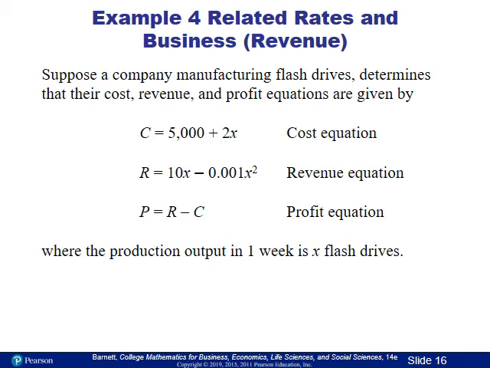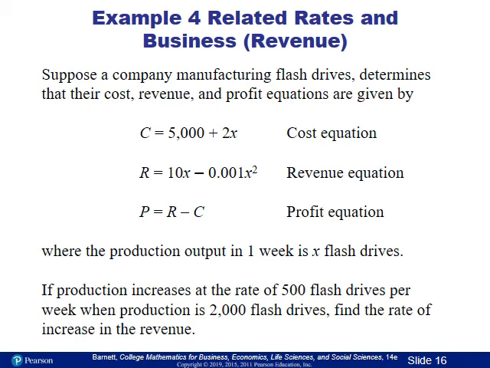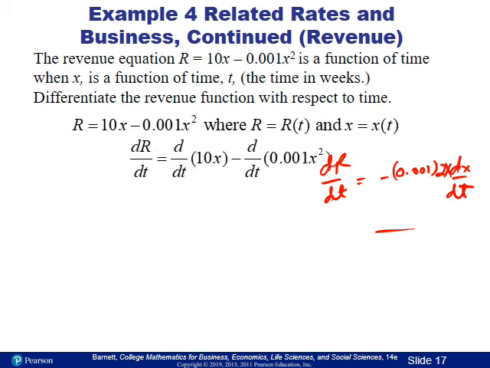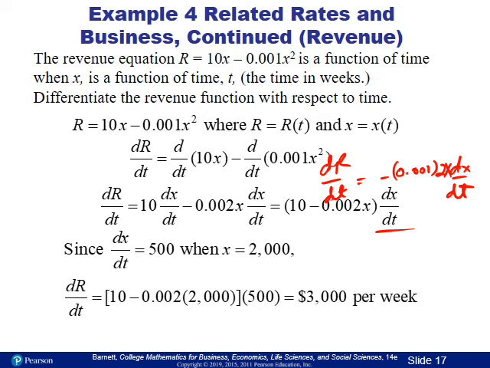Okay, now if production increases at the rate of 500 flash drives, we can find the rate of increase in the revenue. The rate of increase in the revenue, dR/dt, we can take dR/dt of this function. If I take dR/dt of this function, it will be minus 0.01 into 2x dx/dt. Again you can substitute the values. We are given x, we are given dx/dt, and you can get the rate of increase in the revenue.